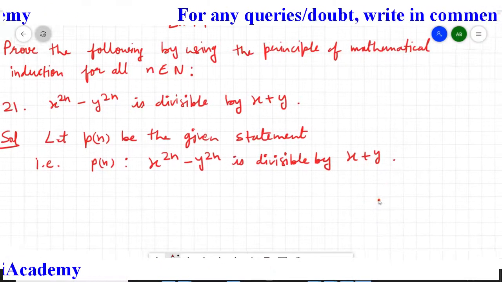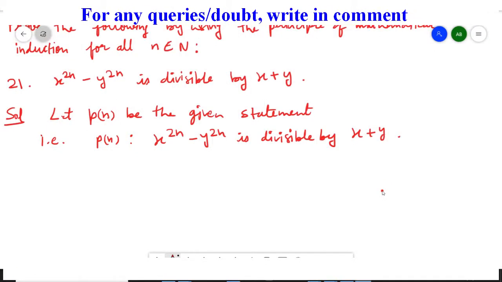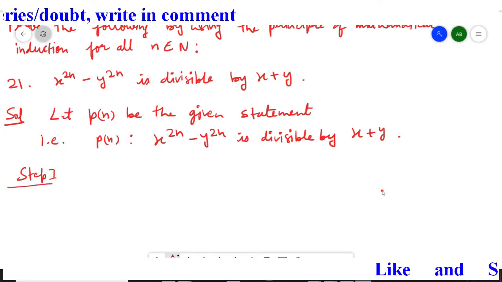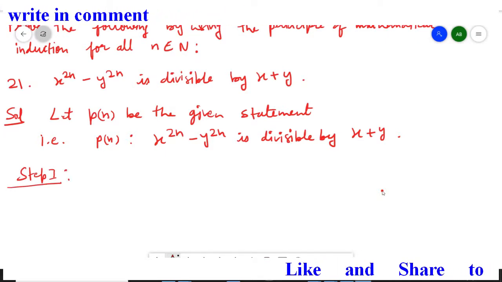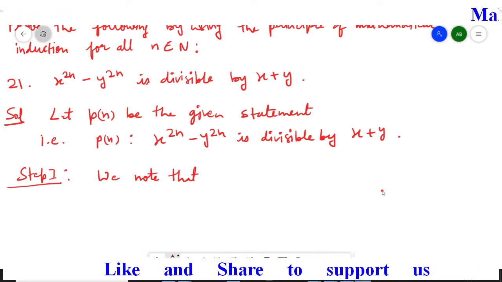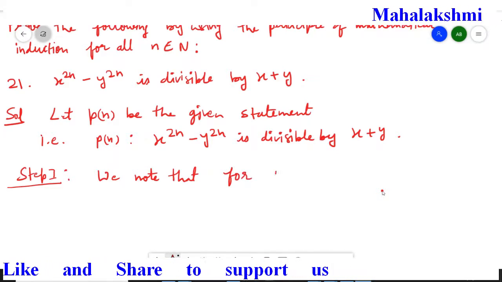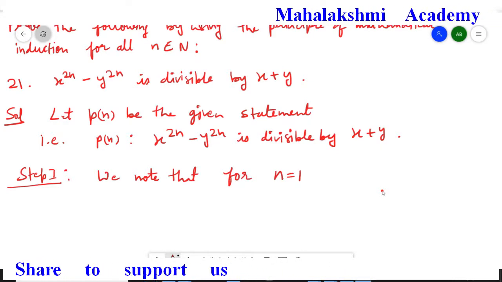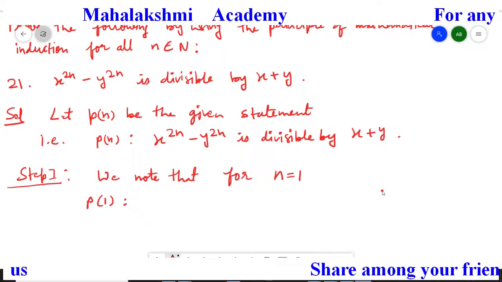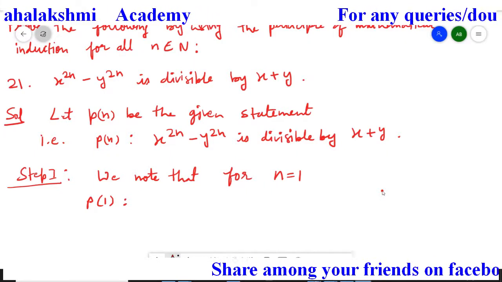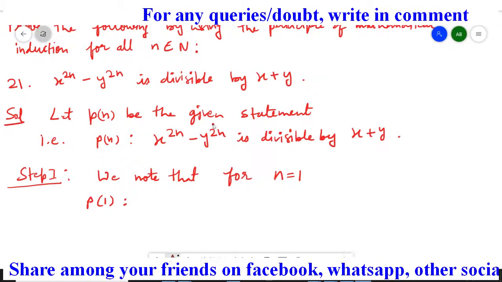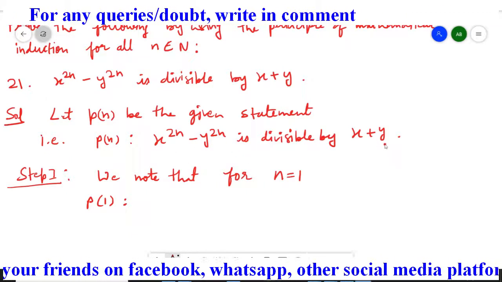The first step is we have to prove that this statement is true for n equal to 1. So we will start that. Step first. We note that for n equal to 1, P1. Now because we have to prove for n equal to 1, wherever n is there in this statement, we will replace it by 1 and then we have to check whatever answer we obtain whether it is divisible by x plus y or not.